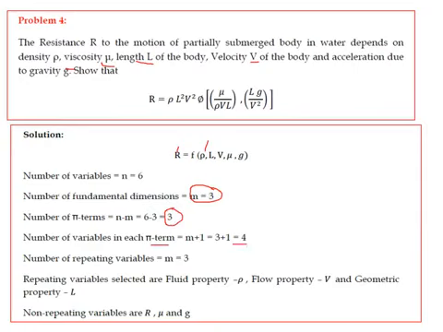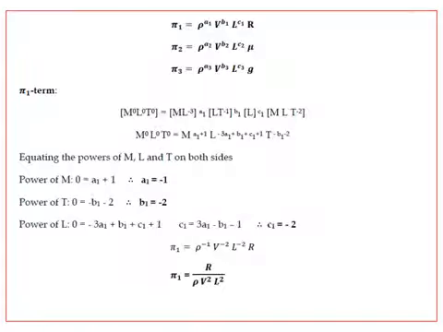So each pi term always has 4 variables, out of which 3 will be the repeating variables. How will the repeating variables be selected? For example here rho, V, L: fluid property, flow property and length property. So what are the remaining terms? Since we have selected rho, V, L, R will be non-repeating, mu will be non-repeating and g will be non-repeating. So that's how we write the pi terms. Rho to the power of a, these are the repeating variables rho, V, L, and this is the non-repeating variable.